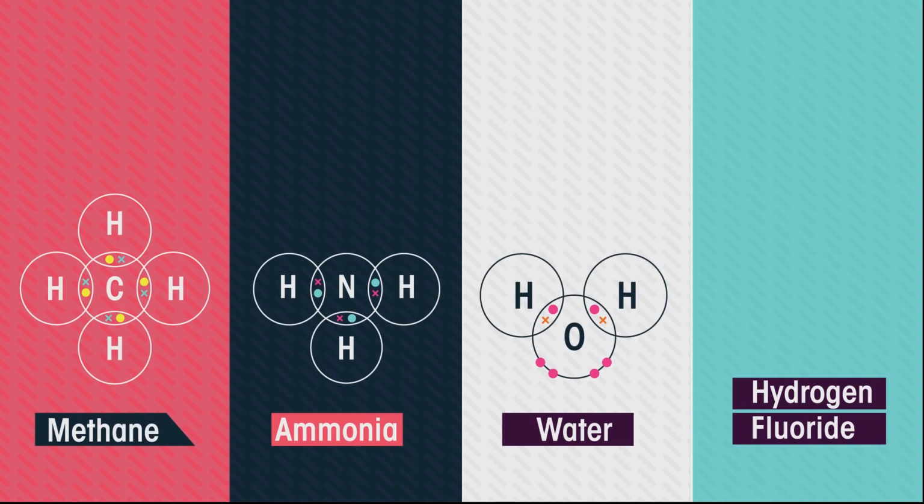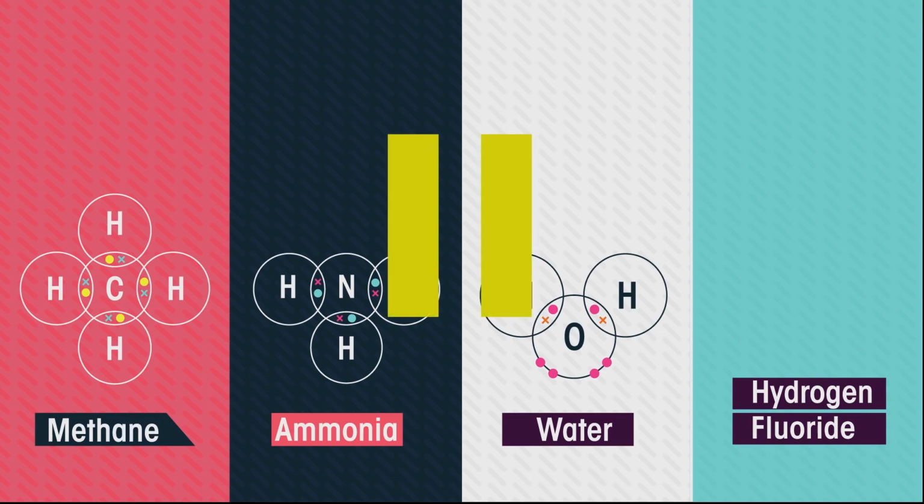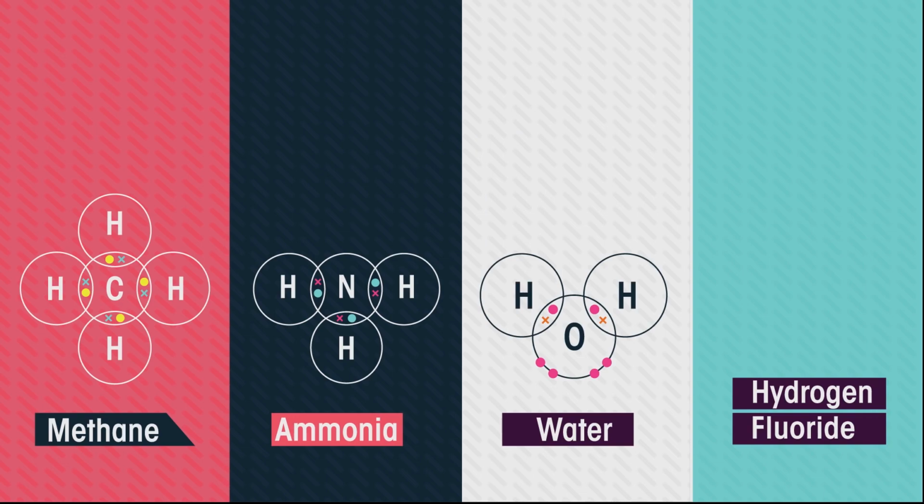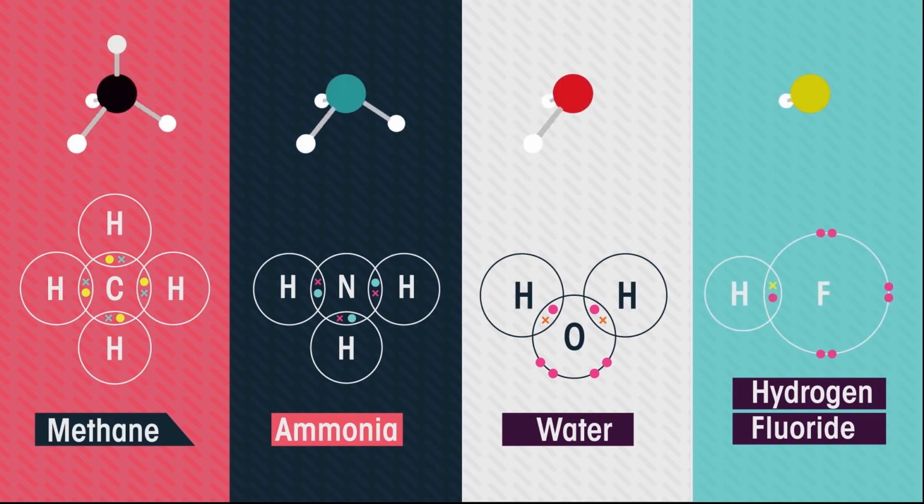You can also represent them using rings to show the orbitals. Can you draw a dot and cross diagram for hydrogen fluoride? Pause the video and have a go. Did you get it? Each structure contains 4 pairs of electrons that sit as far apart as possible.